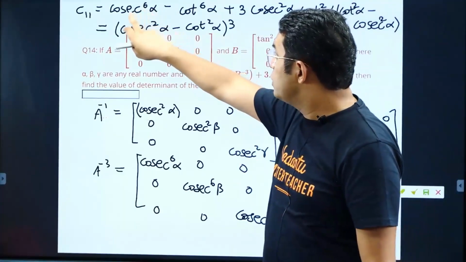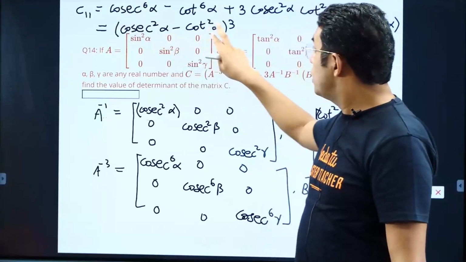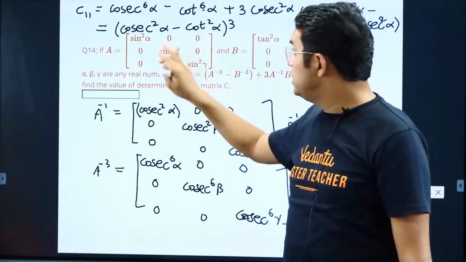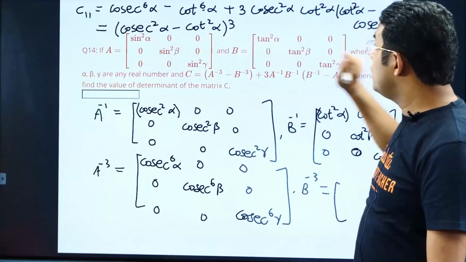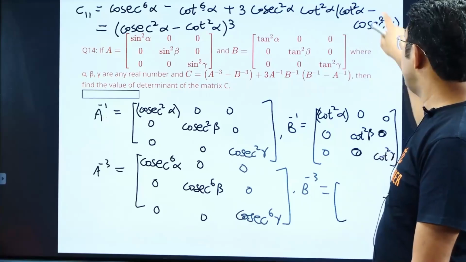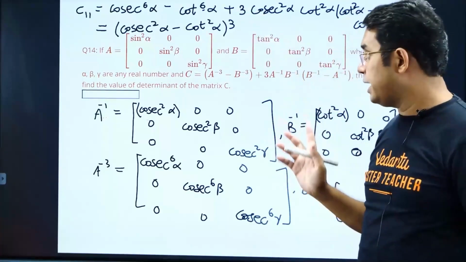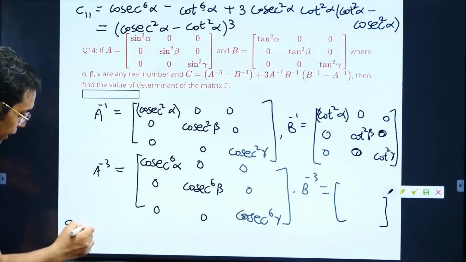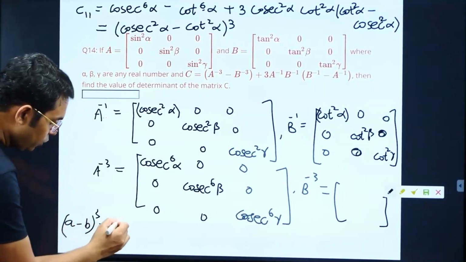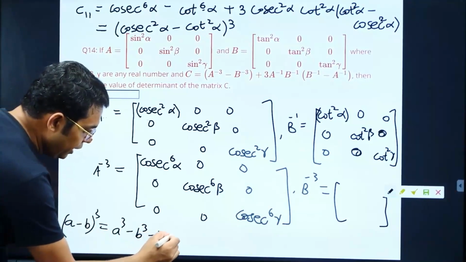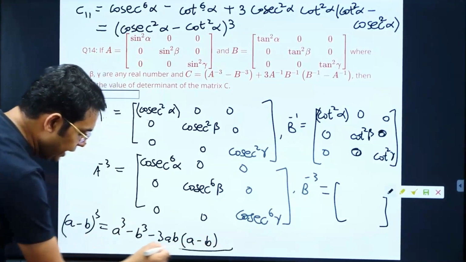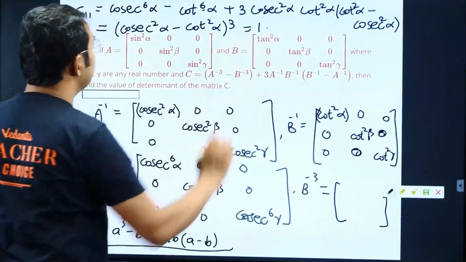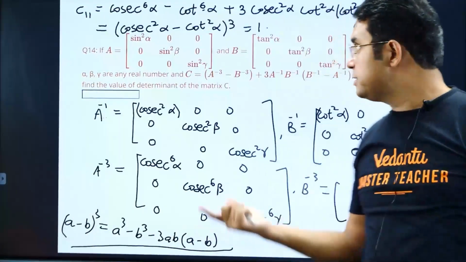If you open it, you get cosecant square alpha whole cube, cot square alpha whole cube with minus sign here, then minus 3 times cosecant square alpha, cot square alpha into cosecant square alpha minus cot square alpha. But here order is different, that's why there is a plus sign. I am talking about the expansion of a minus b whole cube. Let me remind you, a minus b whole cube is a cube minus b cube minus 3ab into a minus b. So it is same as this thing. So your 1 element is coming out to be 1. Is that correct? Because cosecant square minus cot square is one identity.